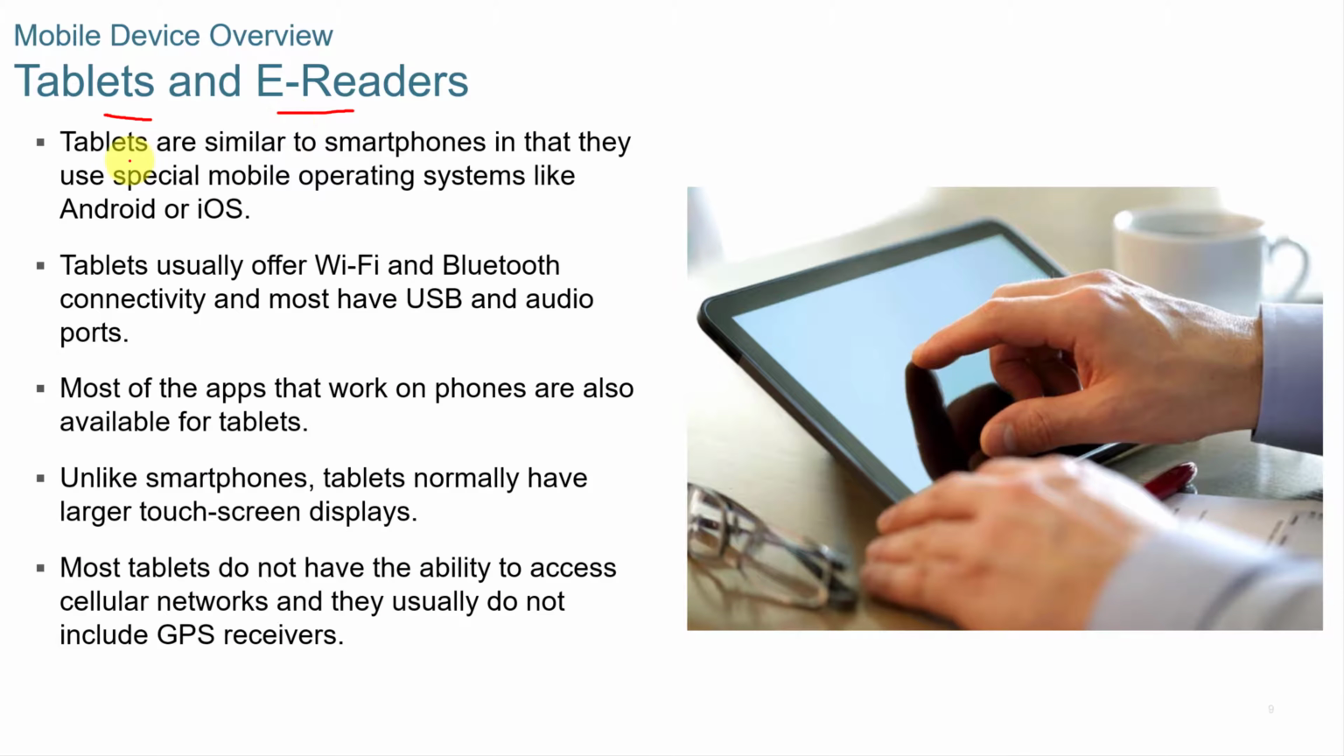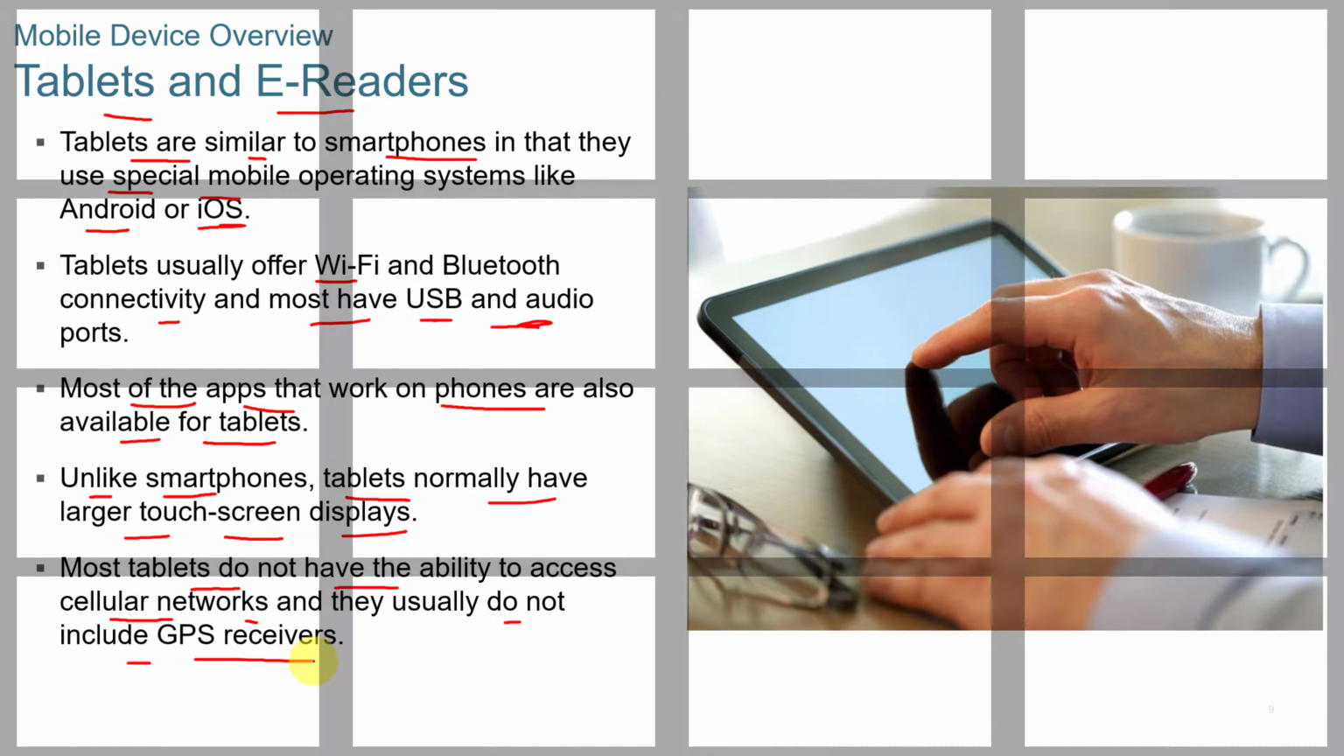Now, tablets and e-readers. Tablets are similar to smartphones in that they use the same mobile operating systems like Android or iOS. But tablets offer Wi-Fi and Bluetooth connectivity, and most have some type of USB and audio ports. Some do, some don't. It just depends on the model. Some of the apps that work on phones are also available for tablets. But unlike smartphones, tablets normally have larger touchscreen displays, and most tablets do not have the ability to access cellular networks, although some do, and they usually do not include GPS receivers.